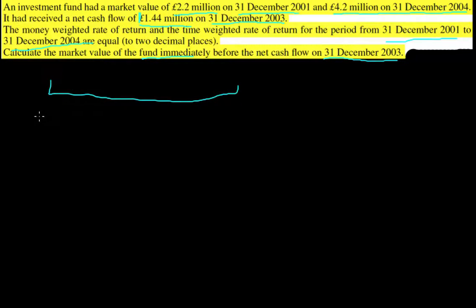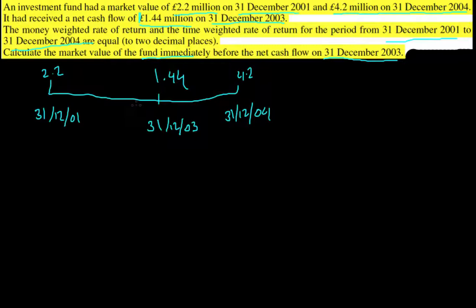So let's quickly have a look. We're starting on the 31st of December 01 with 2.2, we get 1.44 on the 31st of December 03, and we end with 4.2 on the 31st of December 04. We've got enough info to work out the money weighted rate of return, so let's start there. We need to find out this figure x, just before the 1.44.